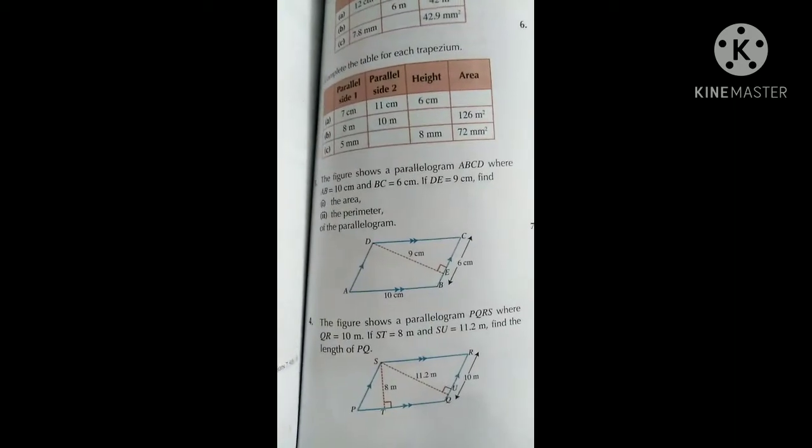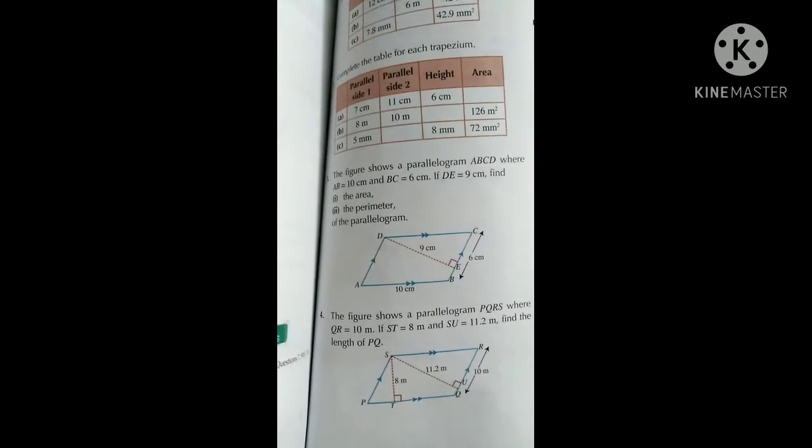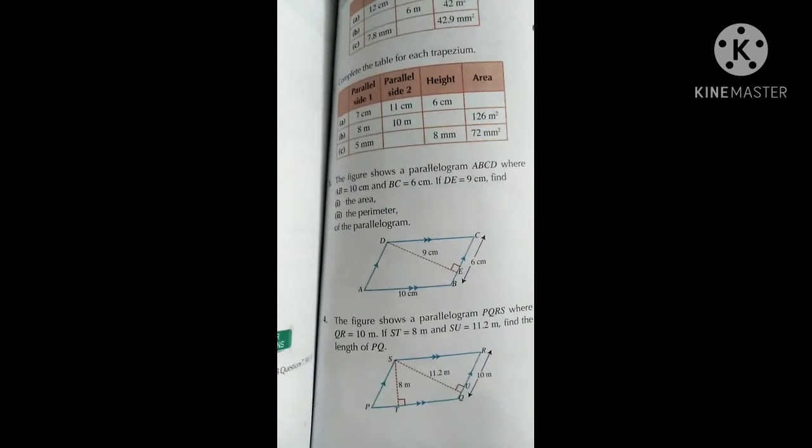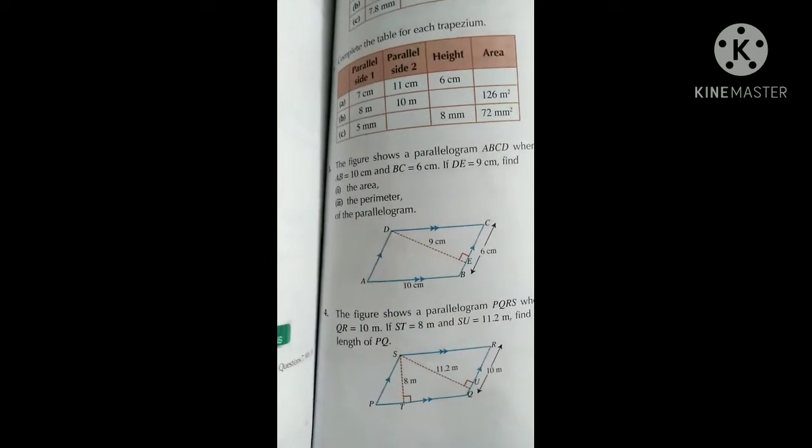Okay, question number 3: the figure shows a parallelogram ABCD where AB is equal to 10 centimeter and BC is equal to 6 centimeter. If DE is equal to 9 centimeter, find the area and the perimeter of the parallelogram.